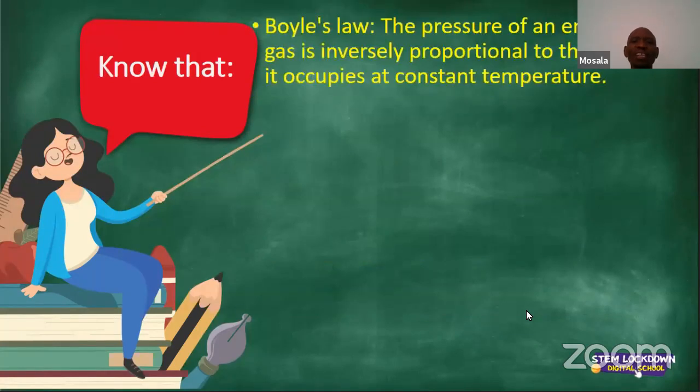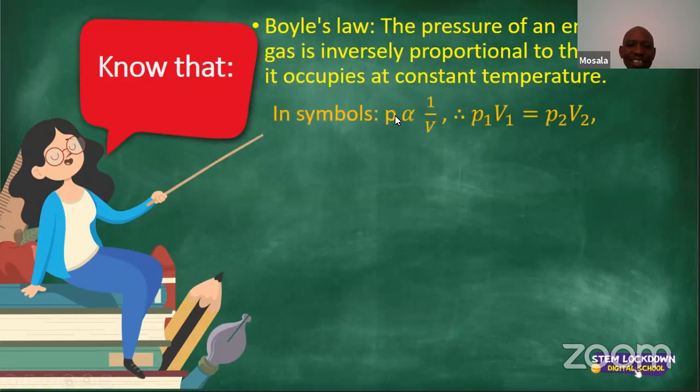Right, so Boyle's law says that the pressure of an enclosed gas is inversely proportional to the volume it occupies at constant temperature. So pressure is inversely proportional to the volume whenever T is constant. Therefore, we can write this as P1 V1 equals P2 V2, right? And we have said that this is happening at a constant temperature.